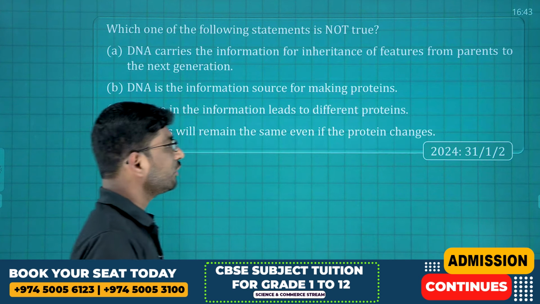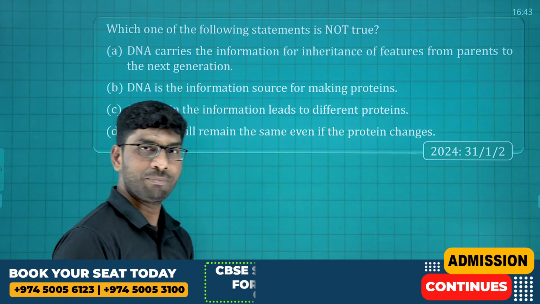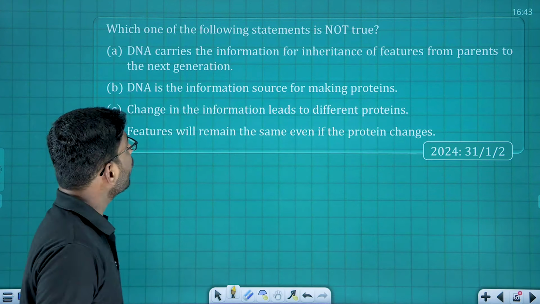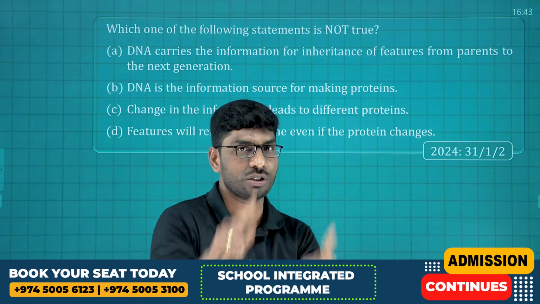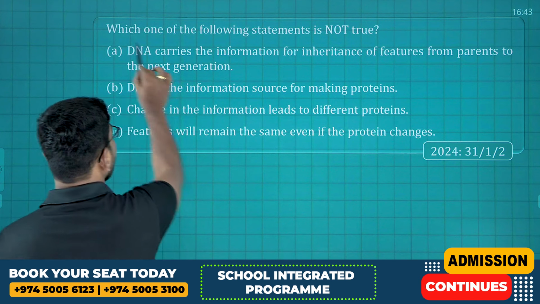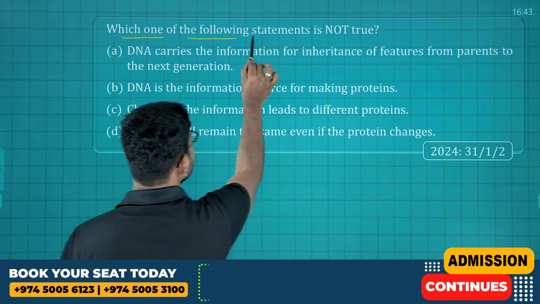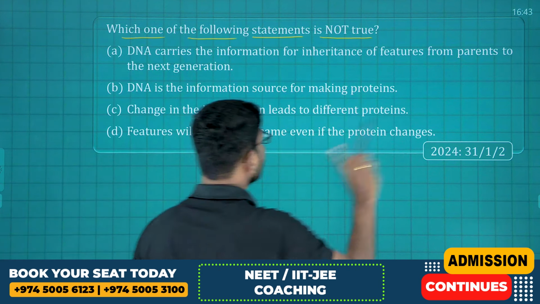Question number 3, 2024. Third question. Look at here. Which one of the following statements is not true? That means again a statement based question.